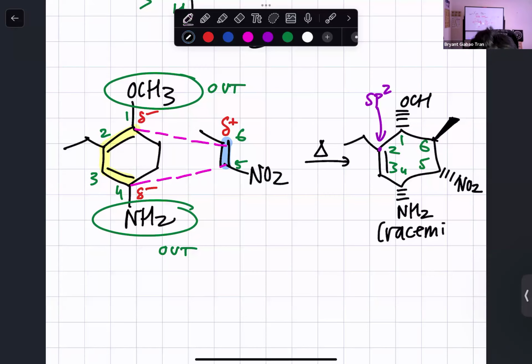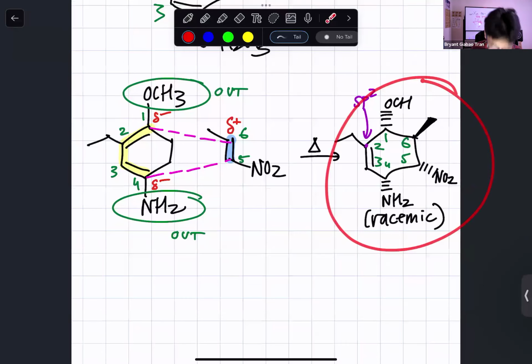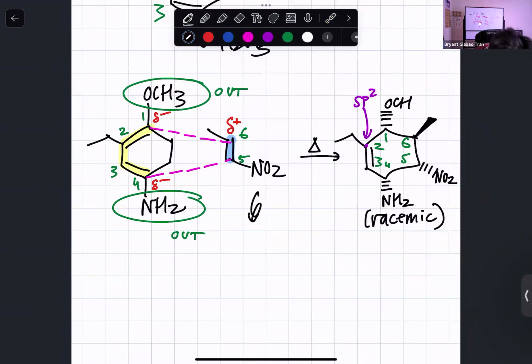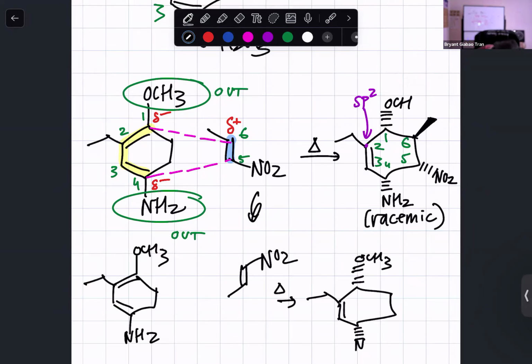But that's not the only set of answers that we could get, right? Because we could have flipped our dienophile upside down to get that, which would lead us to this product here. I'm just going to redraw this to make it straight. OCH3. Same kind of concepts for the endo stereochemistry, but the regiochemistry is different now.